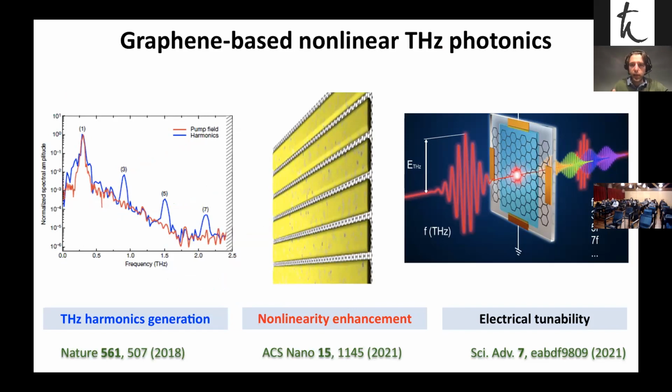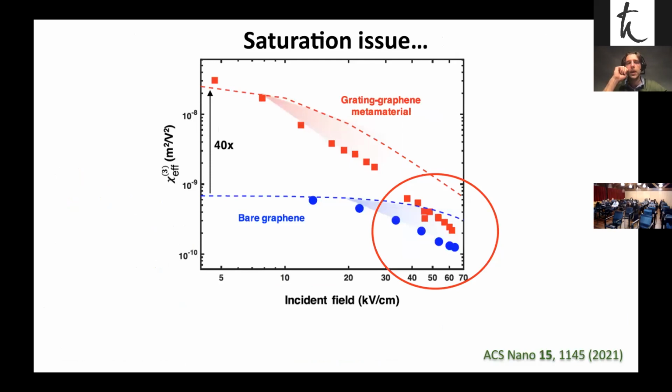So if I have a few more minutes left, I assume the chairman will interrupt me if I don't. I would like to show you that there's still one small issue with all this terahertz nonlinear photonics based on 2D materials, especially in the case of graphene, which is that if you keep increasing the incident field in order to get more and more harmonic generation, at some point it doesn't work so well anymore. There's a very strong saturation effect.